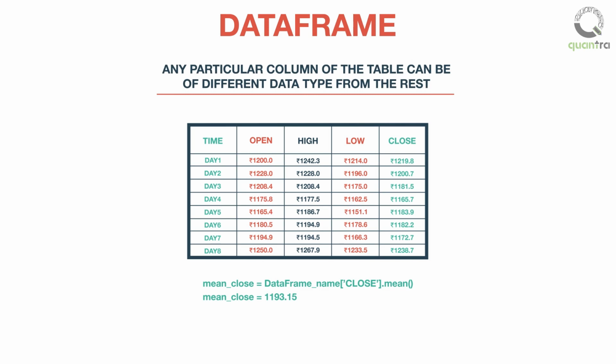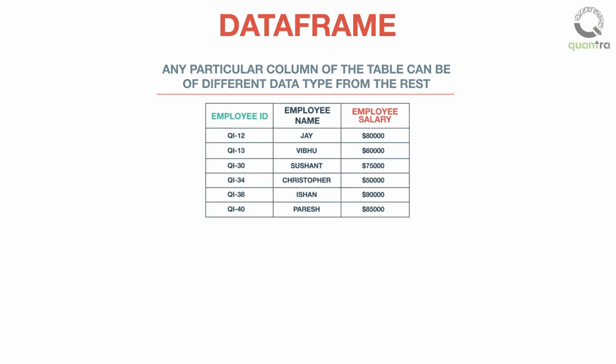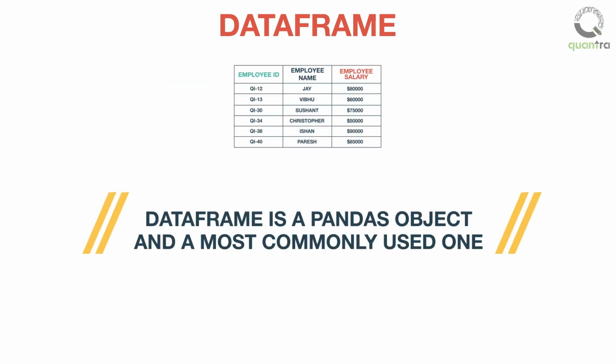For example, in this data frame, column 1 consists of employee ID, a string, column 2 consists of names of the employees, again string, and column 3 consists of employee salary, which is an integer. Data frame is a pandas object, and a most commonly used one.